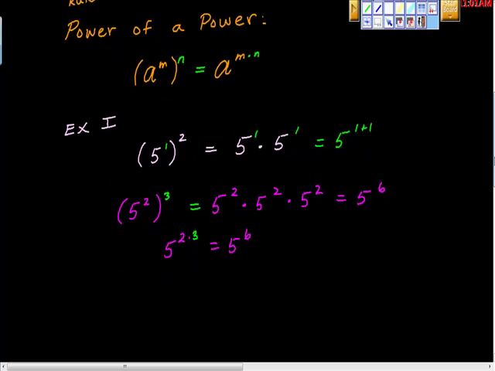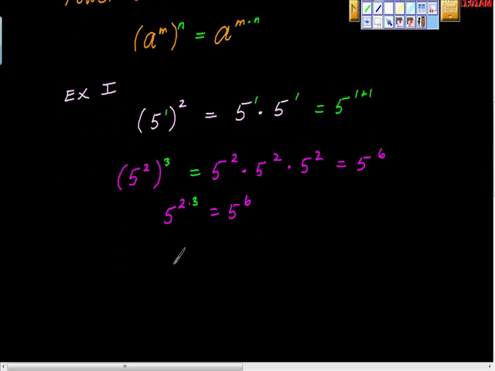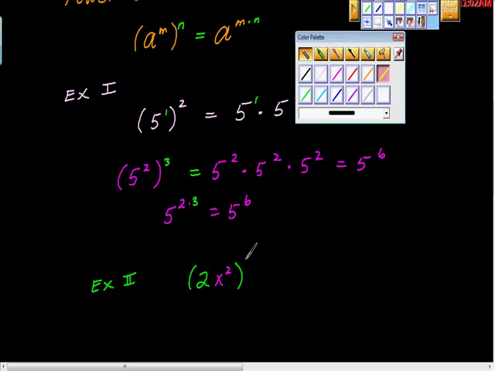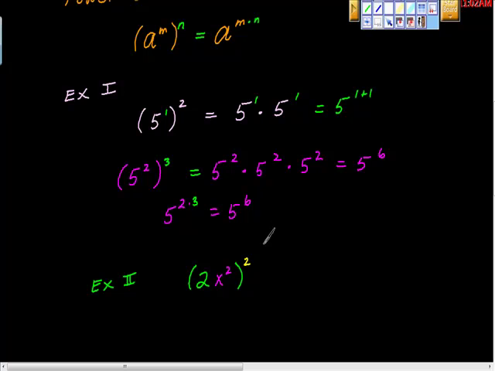All right, let's try something a little bit different. What if we had this, just as our last really quick example of these rules? Example 2. What if we had x squared? How about this one, I like this problem. What if we had 2 x squared to the second power? Now what we have to realize is this.